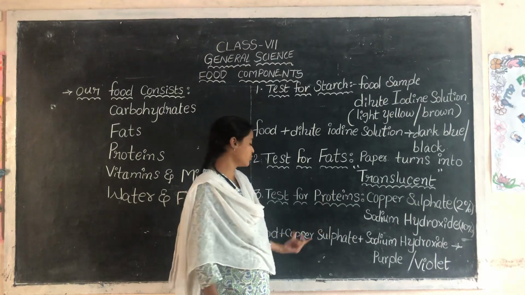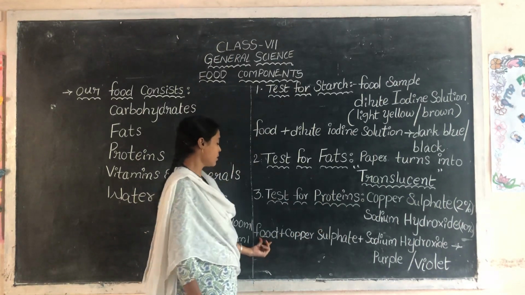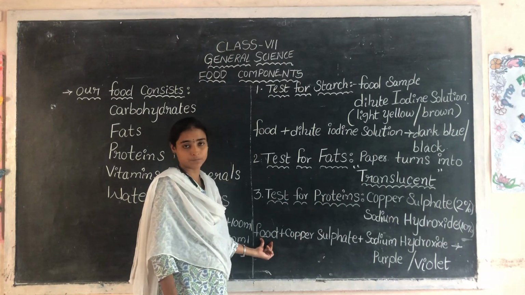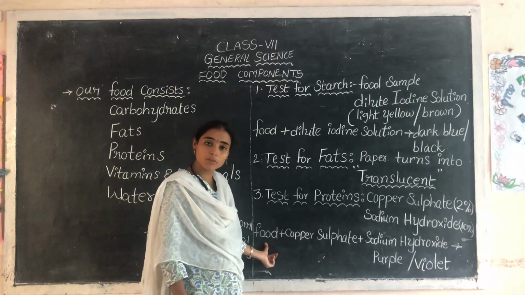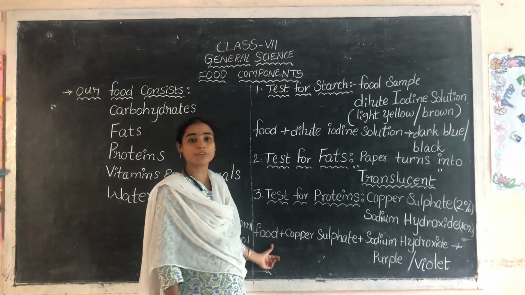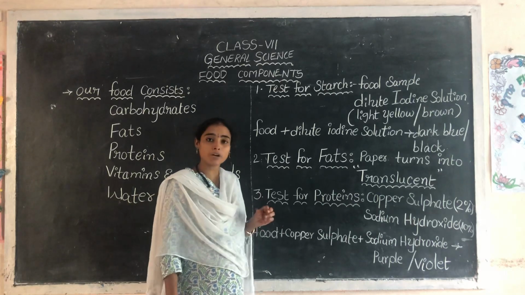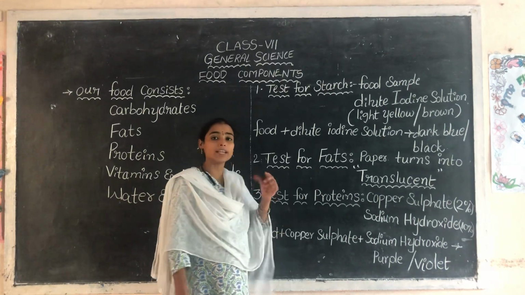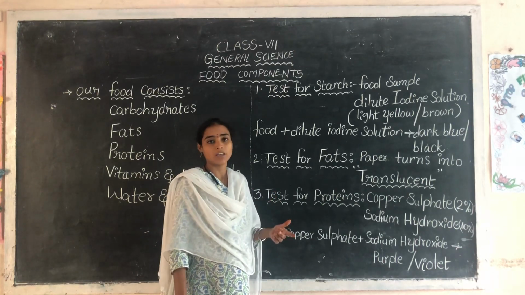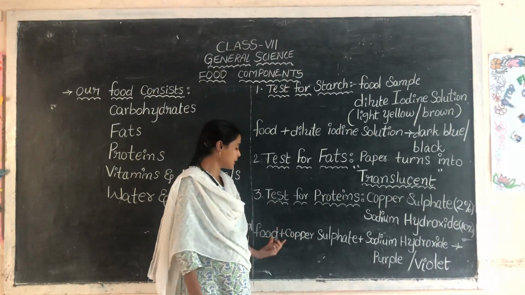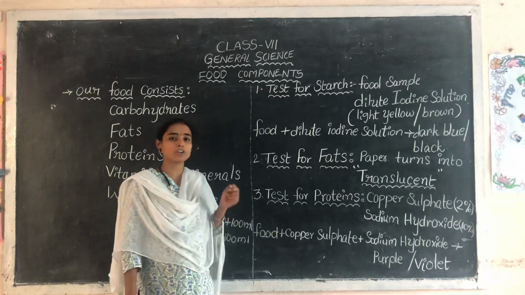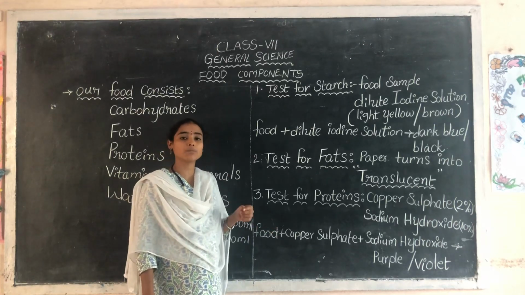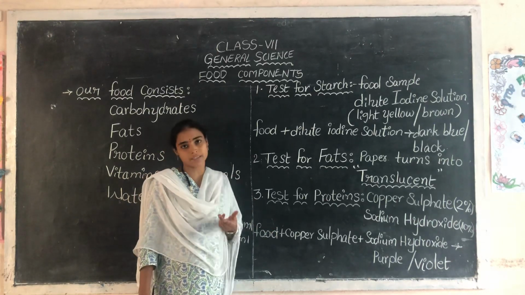Now here what do you do? Take the food sample. Which food item do we want to test for the protein? Take that food sample in powder form or paste form. If we want powder form, we grind the food sample. Otherwise, if we want the paste form, add a few drops of water. The food powder turns into the paste.